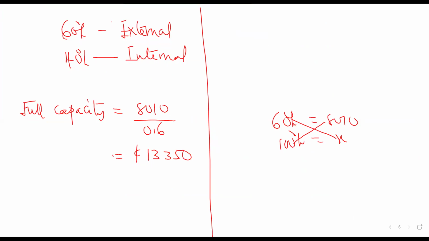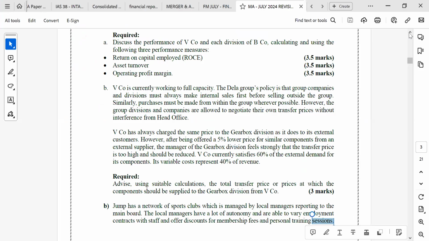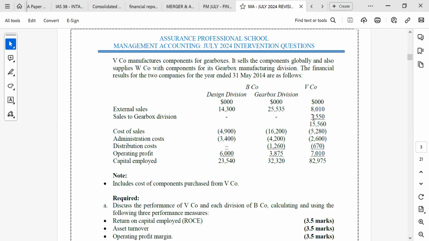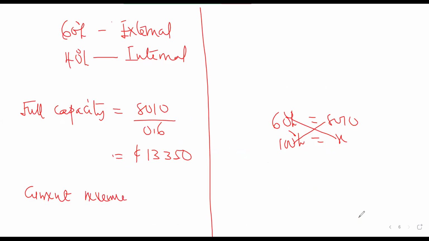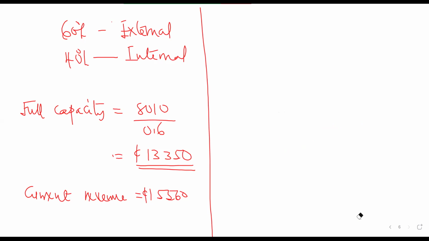Okay, 13,350. But what is the total revenue that we are generating currently, using the full capacity to supply 60% to external sales and 40% to these people? What is the current revenue that we are getting? 15,560. So we have a current revenue of 15,560. If the revenue from the external suppliers is 13,350, what will be the remaining revenue that we are going to be generating internally, if we want to satisfy only the external people? 2,210.